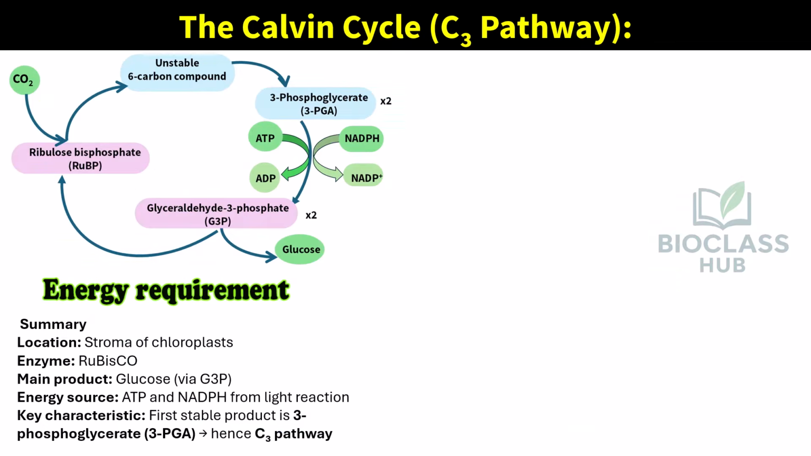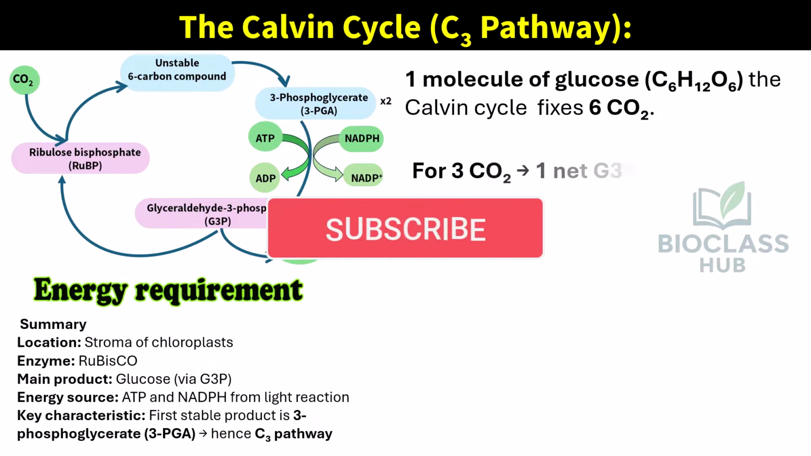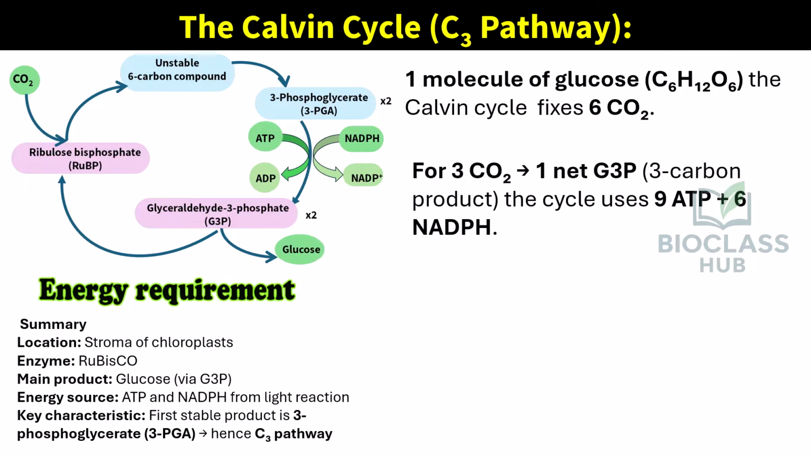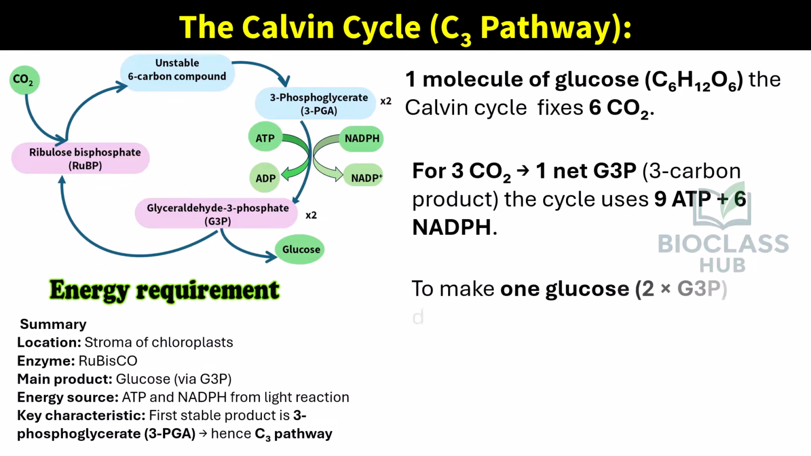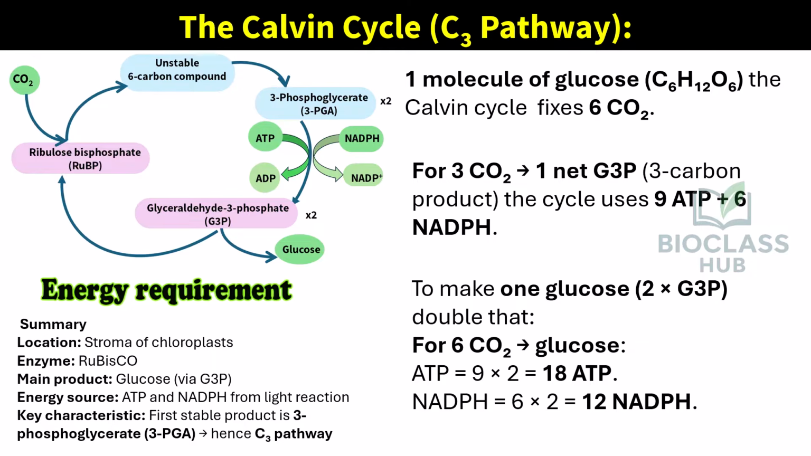Energy requirement for C3 plants. To synthesize 1 molecule of glucose, the Calvin cycle must fix 6 carbon dioxide molecules. For every 3 carbon dioxide molecules, it yields 1 net G3P, a 3-carbon product. The cycle uses 9 ATP plus 6 NADPH. Therefore, to make 1 glucose, 2 G3P molecules are used. Therefore, 6 carbon dioxide molecules yield 1 glucose molecule.